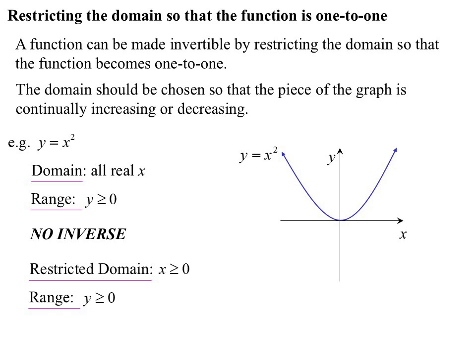I could, of course, have picked x as less than or equal to 0. That would have created an inverse as well. But we tend to go with the positives. The range now is y greater than or equal to 0. It hasn't changed, but my domain is x is greater than 0. I can now invert it.